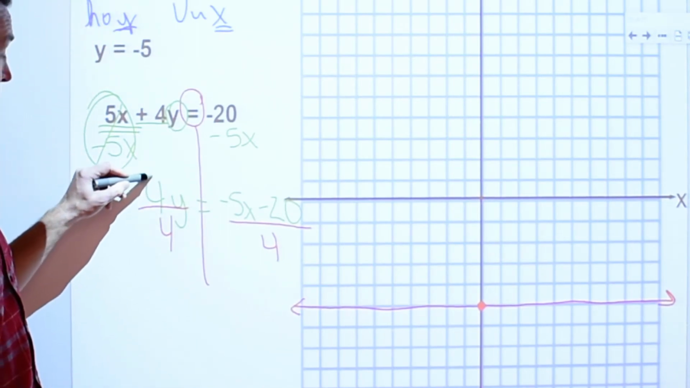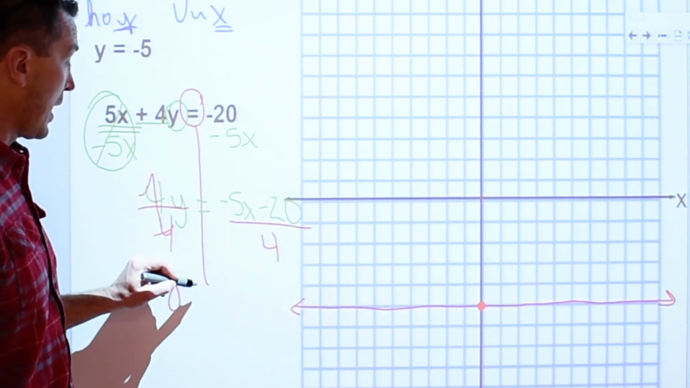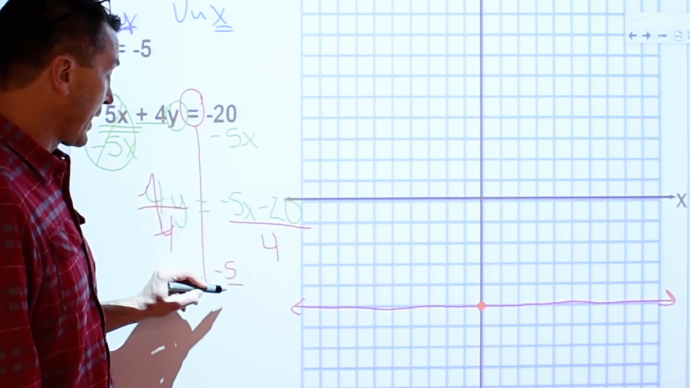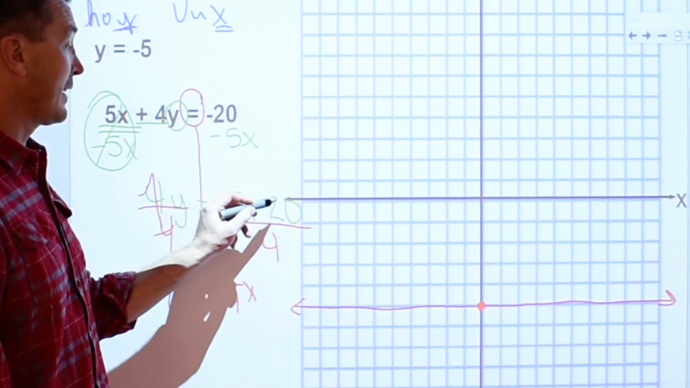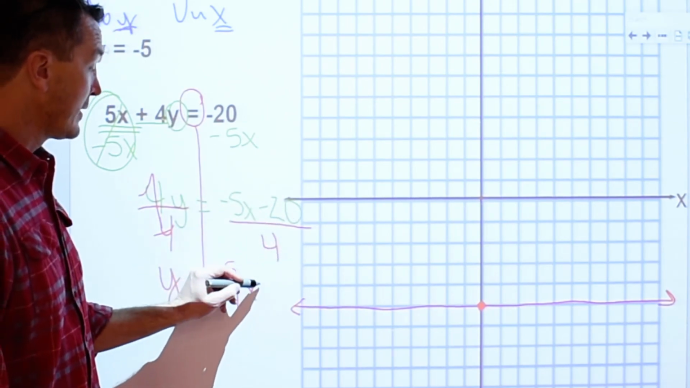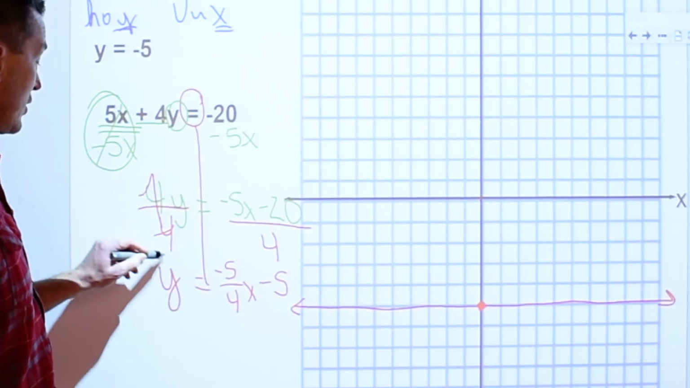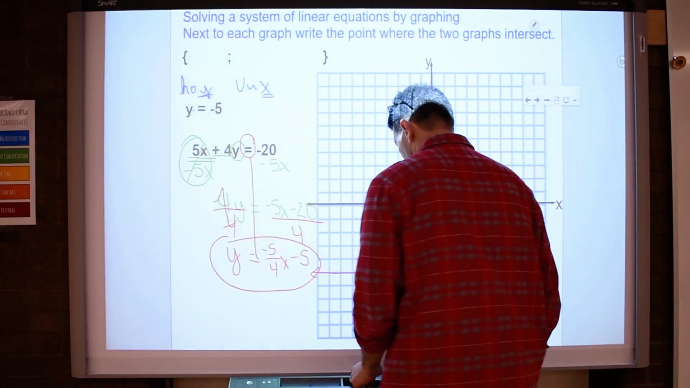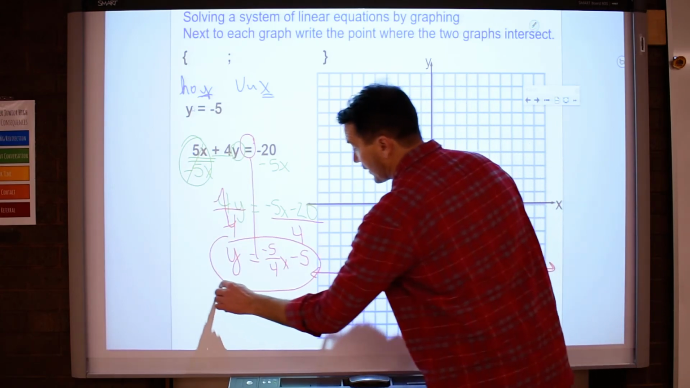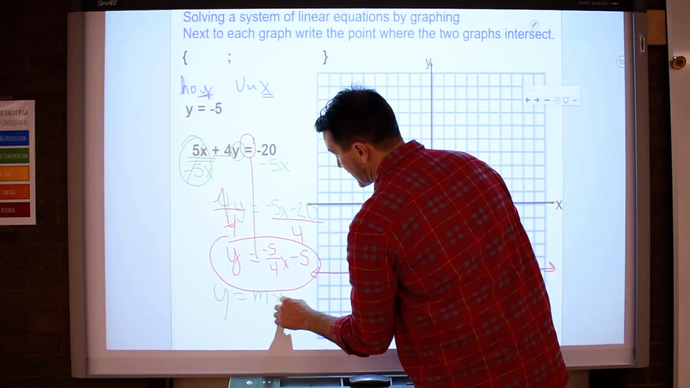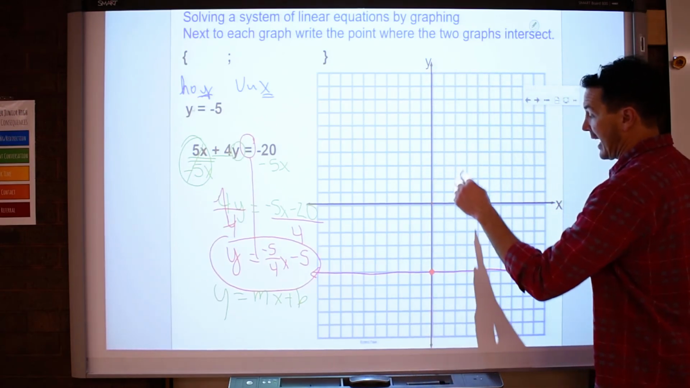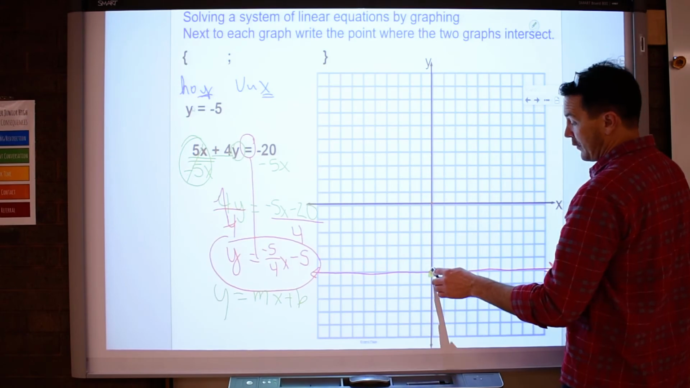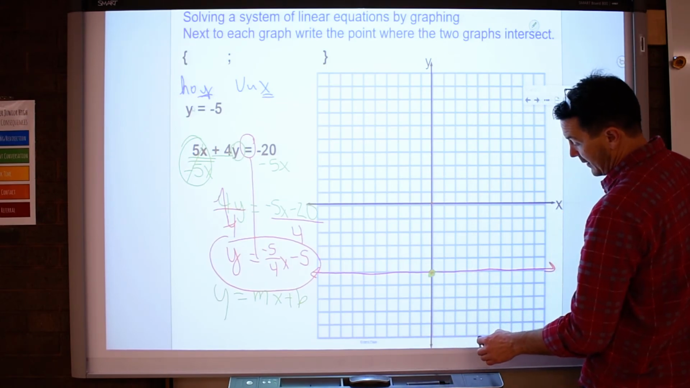And so 4 divided by 4 is 1, which leaves me just y equals negative 5 divided by 4. Well, that's just going to give me a slope of negative 5 over 4x. But negative 20 divided by 4 I can do. That's going to be negative 5. So that gives me the equation y equals negative 5/4 x minus 5. And so if you remember, we said y equals mx plus b. b is my begin. I'm beginning at negative 5. Boom. And my slope is down 5 over 4.